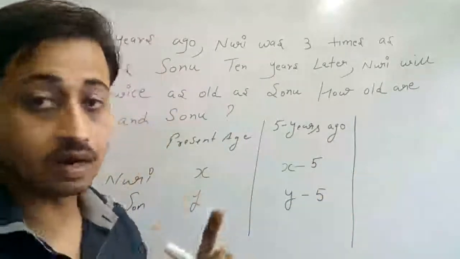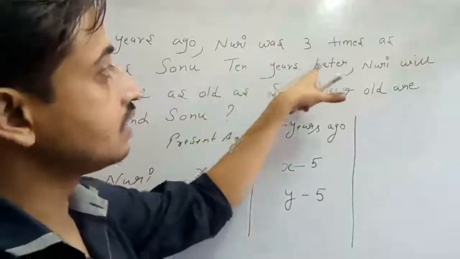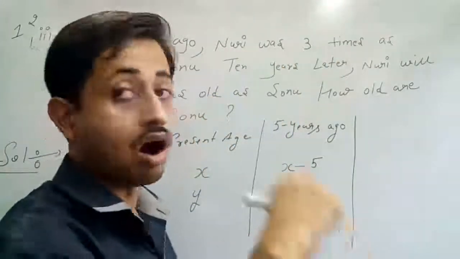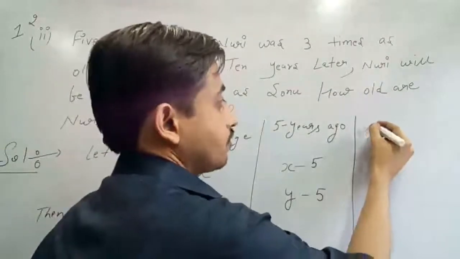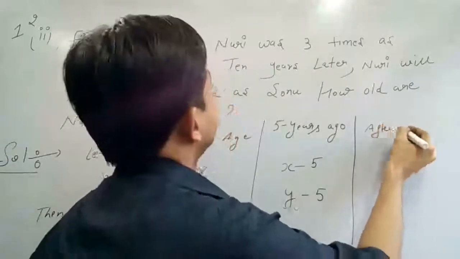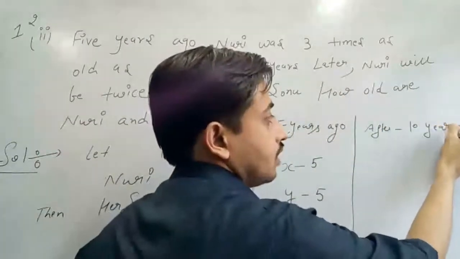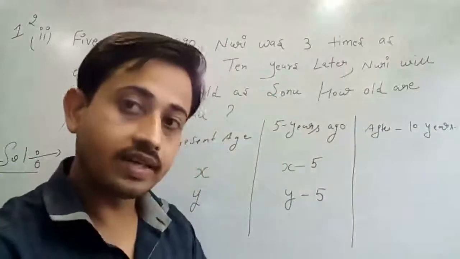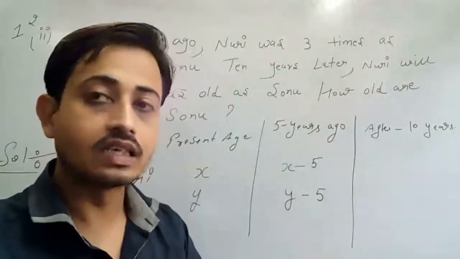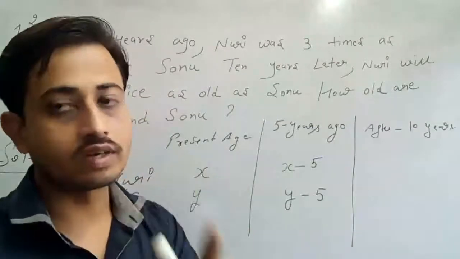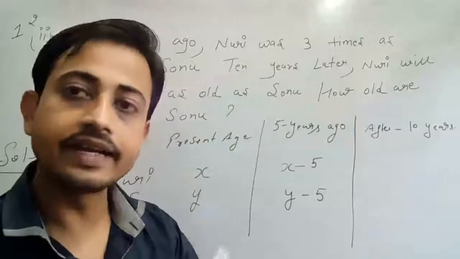Now read the second part. 10 years later. It means after. We are talking about after the age. So after 10 years. Again the same example. If my present age is 25, then what will be my age after 10 years? 25 plus 10, 35. Same, we have to do by adding 10.